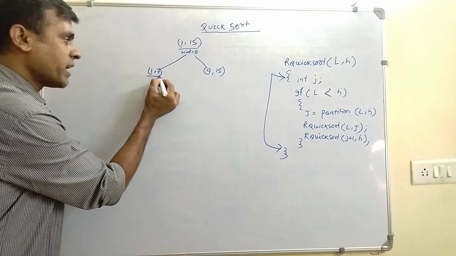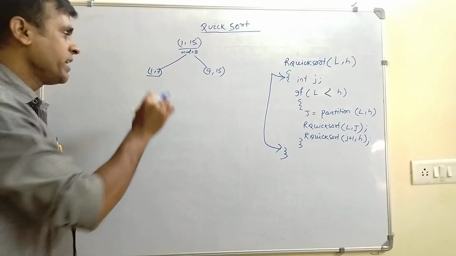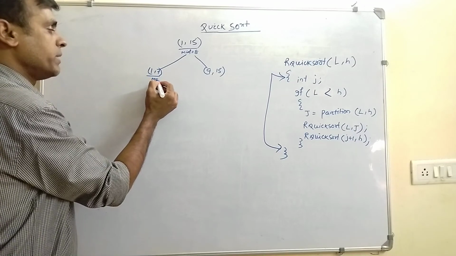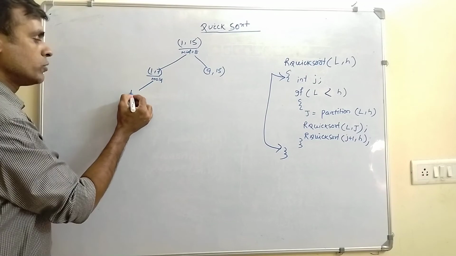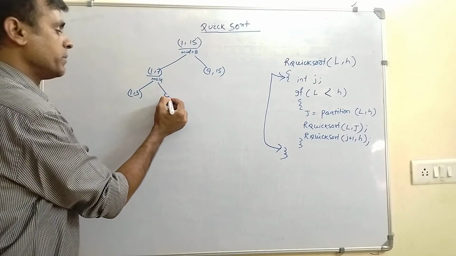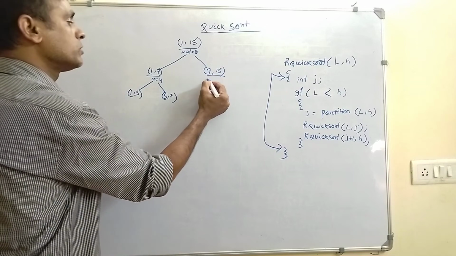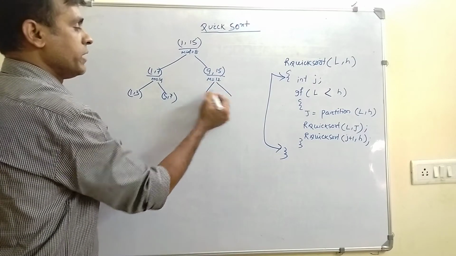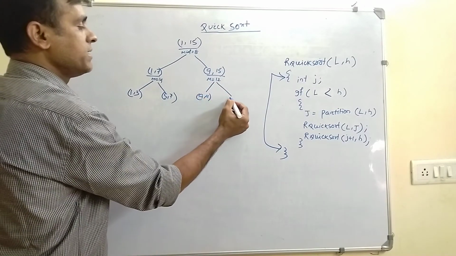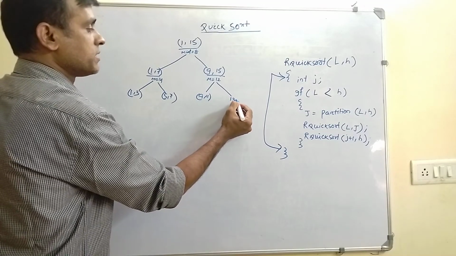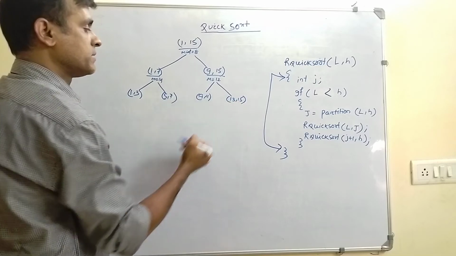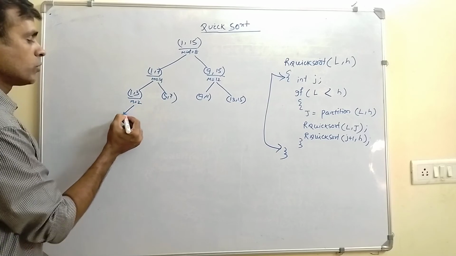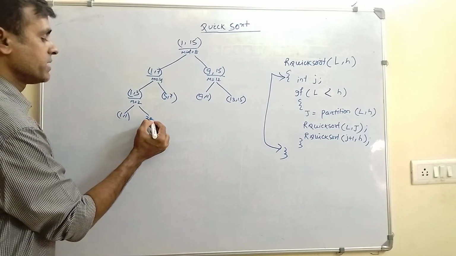Again, imagine that my pivot is exactly in the mid position in this array also. Suppose mid is equal to 4, then we divide it into 1 to 3 and 5 to 7. On this side, suppose mid is equal to 12, then we go through 9 to 11 and 13 to 15. Then suppose mid is equal to 2, and we go to 1 and 1, a single element, and 3 and 3, a single element.